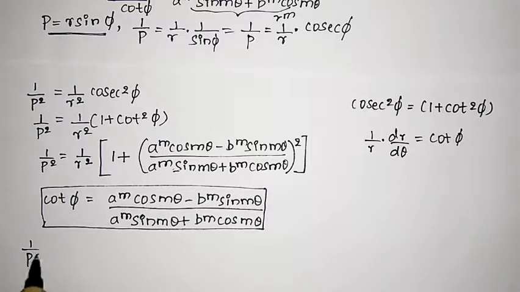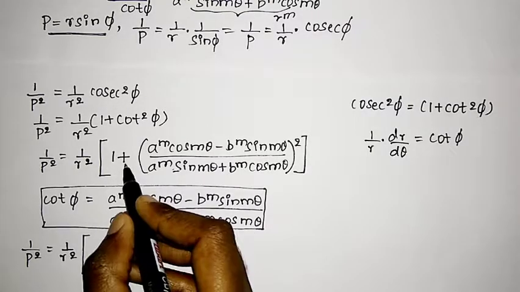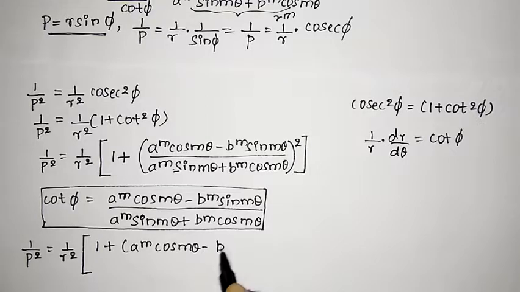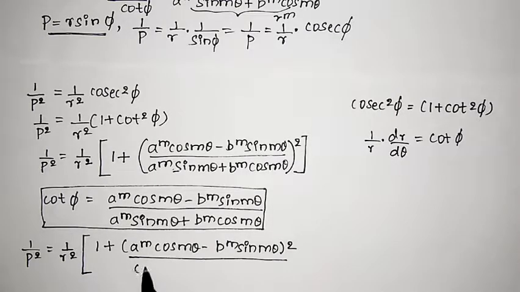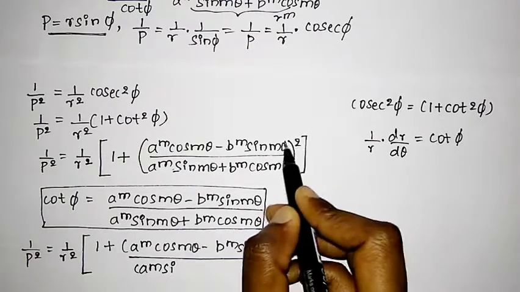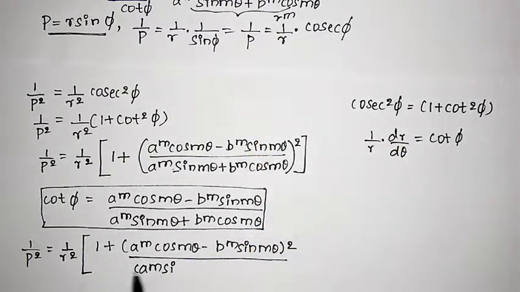Therefore we have 1 by p square is equal to 1 divided by r square into 1 plus a raised to m into cos m theta minus b raised to m into sin m theta the whole square, and similarly, we have substituted the square on both numerator and denominator separately, so it will be a raised to m into sin m theta plus b raised to m into cos m theta the whole square.